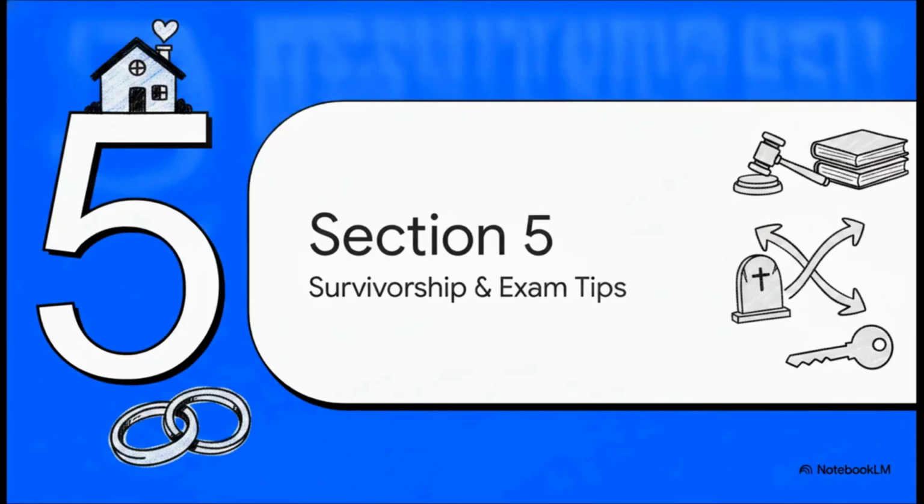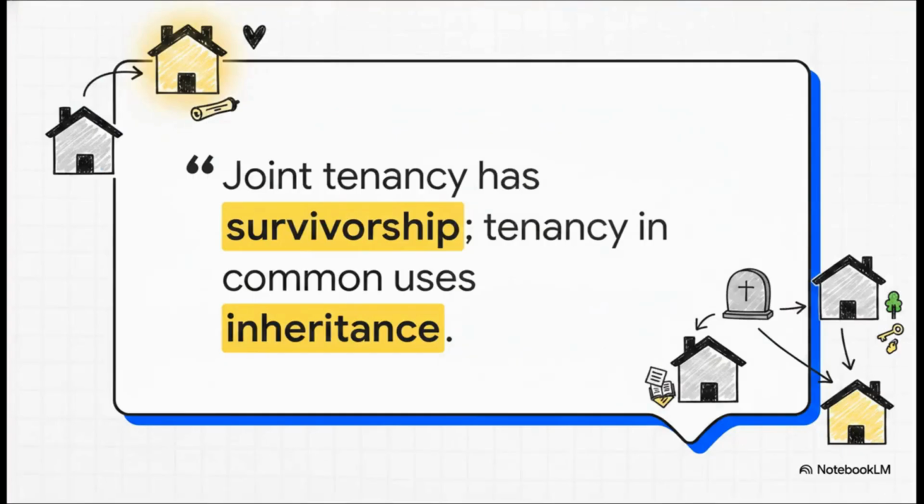Section 5, survivorship and exam tips. Now we need to address what happens to the property when a co-owner passes away, which legally dictates how the title transfers. This brings us to a vital exam tip: how joint tenancy and tenancy in common handle death. Joint tenancy includes the right of survivorship. This means if one owner dies, their share automatically absorbs right into the surviving owner's shares. It bypasses a will entirely. Tenancy in common, however, relies on standard inheritance rights. That means an owner can leave their fractional share to anyone they choose in their will.